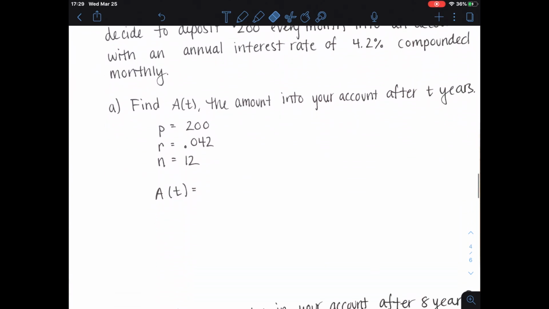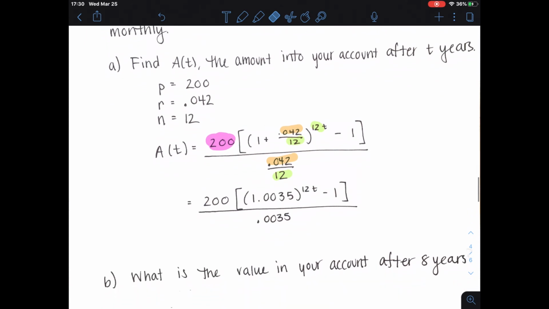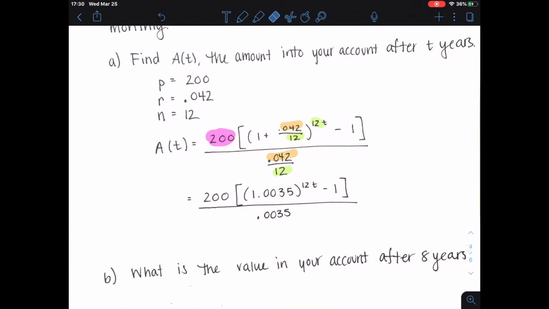So if we plug all of this into the formula we have for our amount in our annuity, we have P, we have our rate in 2 locations, we have N is 12 for monthly, and then T is going to vary. So if you simplify that a little bit, you'll get this expression. And then going through, if you take 200 and divide it by 0.0035, you're going to get this amount. So this is how much is in our account after T years.